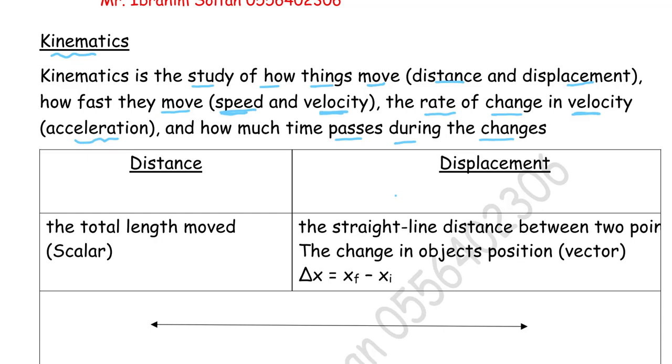Distance, like the distance between these two lines. Imagine it is 2 centimeters. So distance is the total length moved, and it is a scalar quantity. Scalar quantity means it has magnitude only.